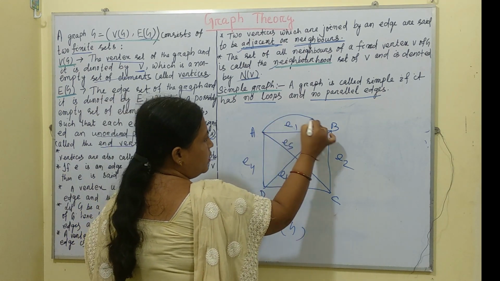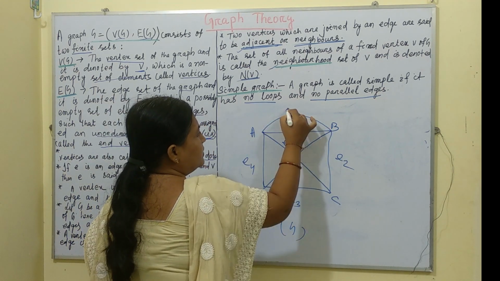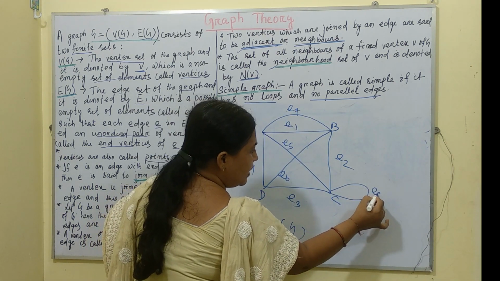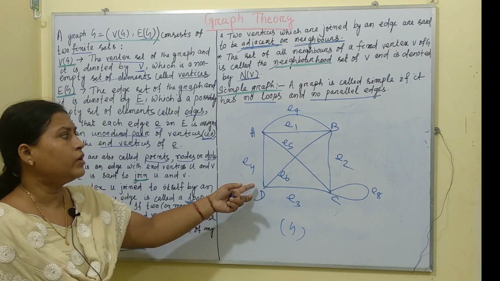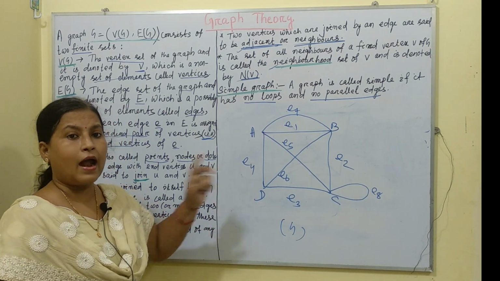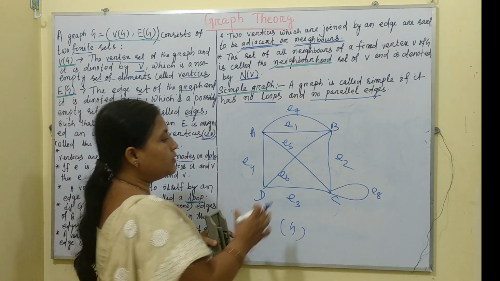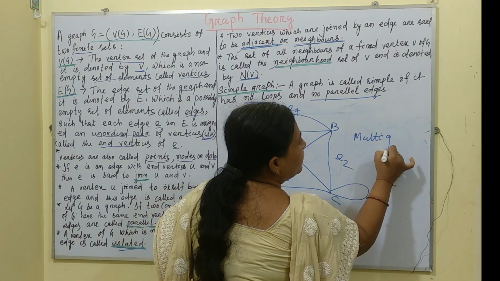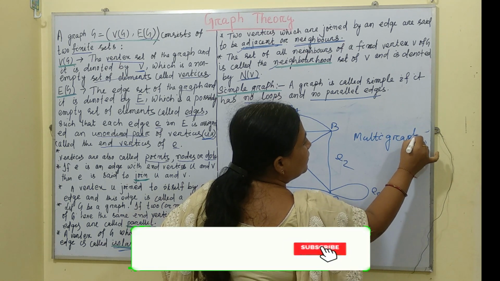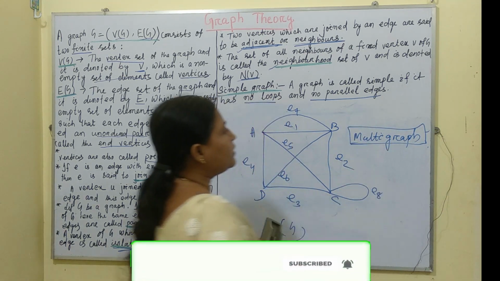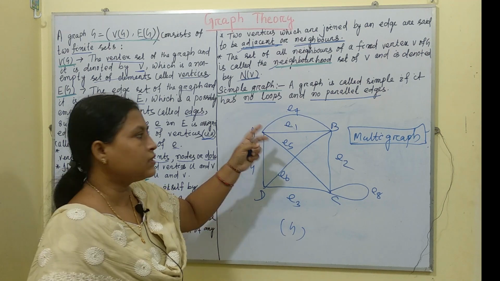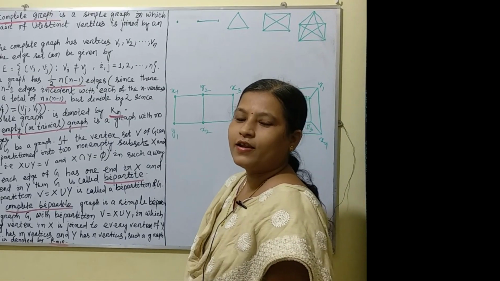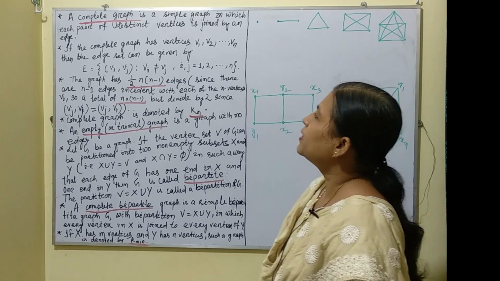If we draw here E7 and also E8, then this is not a simple graph, and this graph is called a multigraph. So with loops and parallel edges, the graph is called a multigraph. Okay. Now let us start with complete graph.